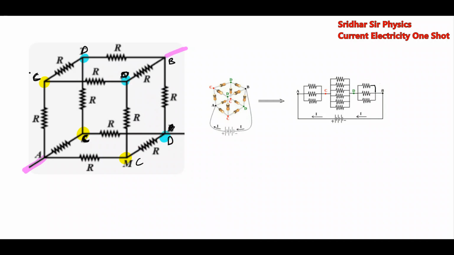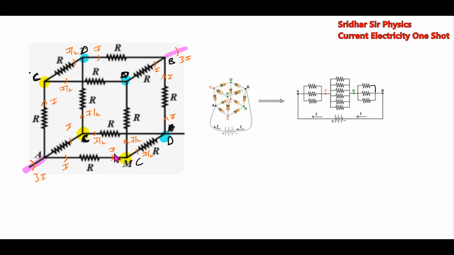So when I send the current 3I, it will branch here I, and this will be I, and this will be I. It will further branch here I by 2, I by 2. This current I will branch as I by 2 and I by 2. This will combine, I by 2, I by 2. This will be I. Total will be 3I.